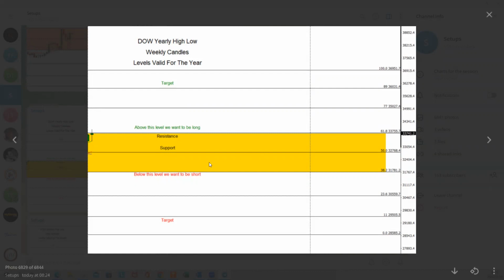So on the Dow yearly high low, currently between levels of 50 and 61.8 is support resistance. Looking at moving averages, 8 is above 21, above 50. That's indicating trend is up. So with that, want another push above the 61.8 to aim for that 89 target.